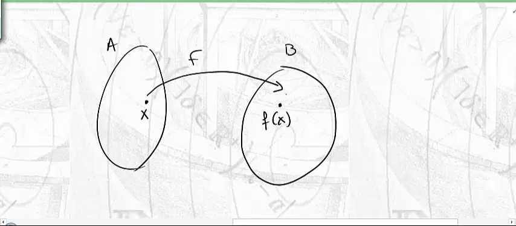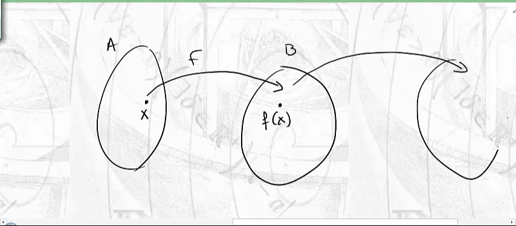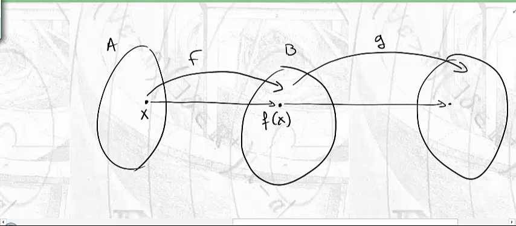Now suppose when you land in that set right here, you have another function that is defined from this set and that goes into another set. And this function, I'm going to call it g. Then you can go further. You don't have to stop here. You can go further into the other set. How do you do that? Well, this now becomes the input of g, right? And you put that in the g function. And so you have g of f of x.